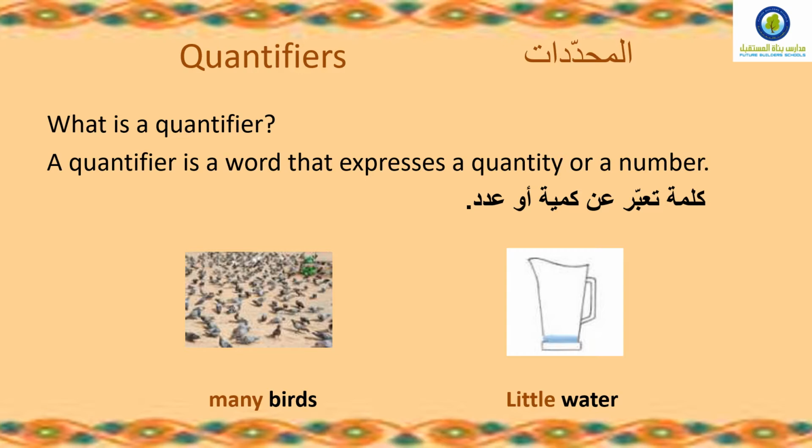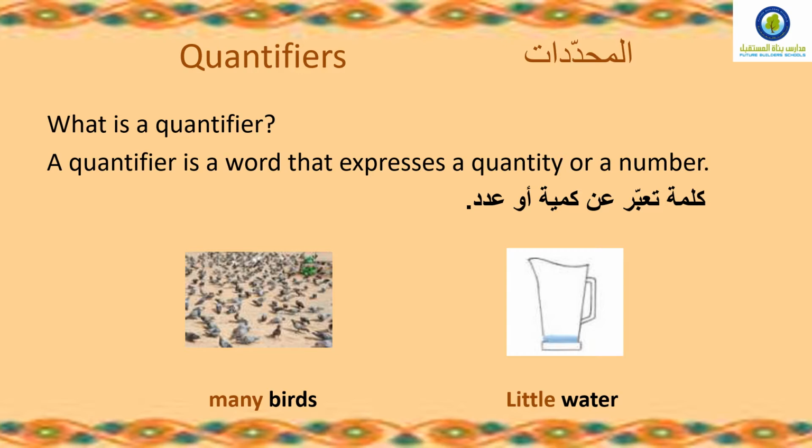Now, quantifiers. What is a quantifier? What do you mean by a quantifier? A quantifier is a word that expresses a quantity or a number. The words that we introduced before, look at the pictures that you have. Many birds, as you see, little water. Now many birds, what is the quantifier? If you understood the definition, you should say many is the quantifier. We are talking about many birds. It means a huge number.